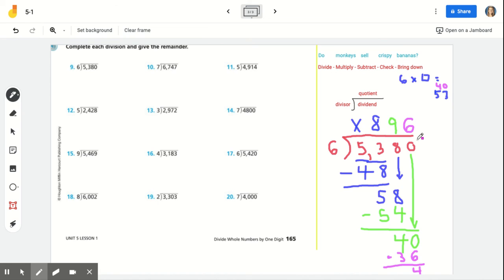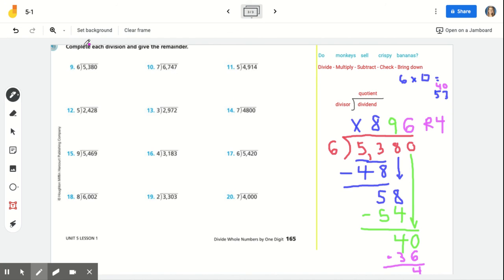So I'm looking up here at my dividend. Is there anything else for us to bring down? There's not. So we've arrived at our answer, but we have a leftover amount. And this is what we call our remainder, okay? We'll work more with remainders in next lessons, but for right now, we're going to draw an R next to our quotient. R stands for remainder, that's how much we have left over. We have 4 left over.